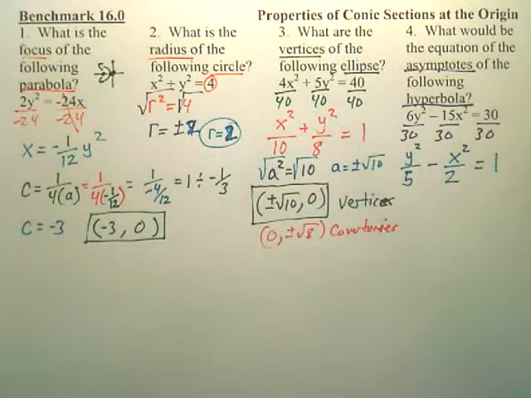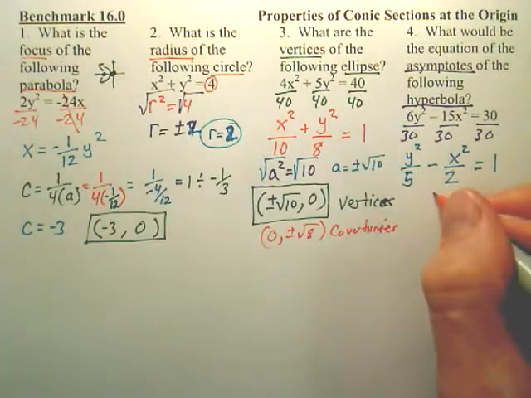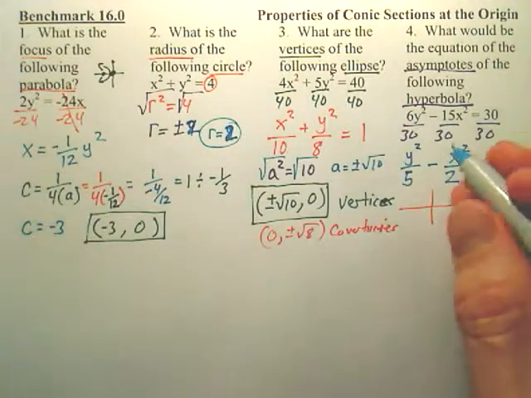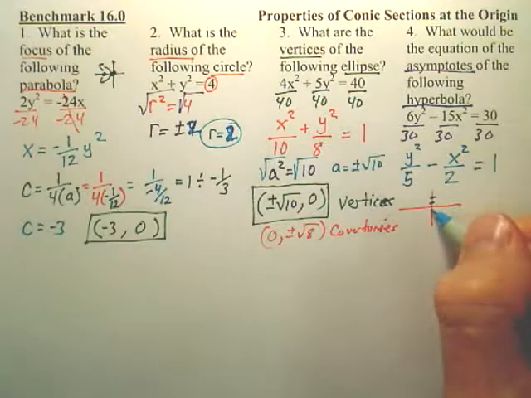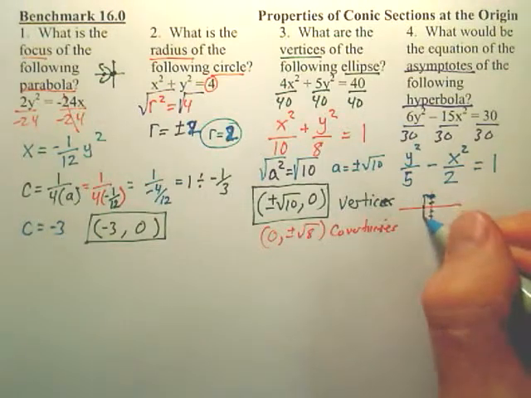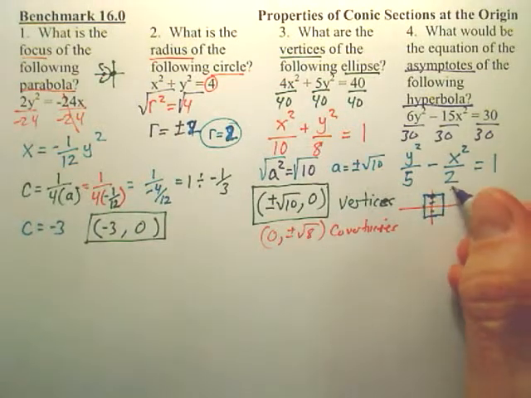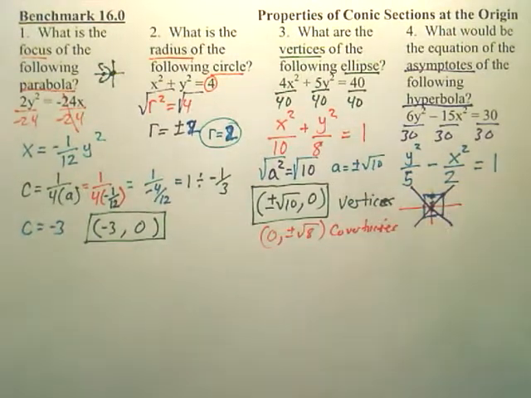And for asymptotes, what you have to realize is that if I make this box, the square root of 5 with the y value, I'm going to go up the square root of 5, which is like 4 point something. The square root of 2 is like 1 point something. So you make this box here, and your asymptotes go through that box.